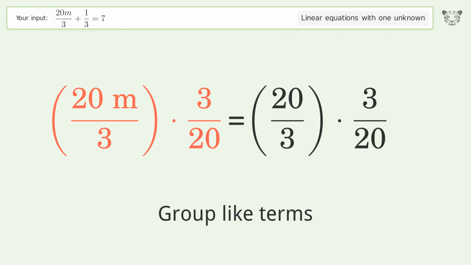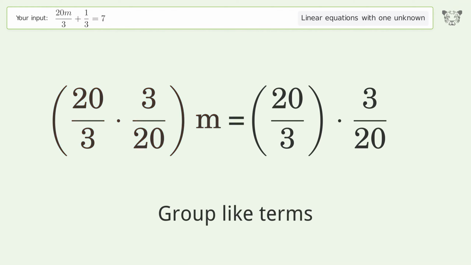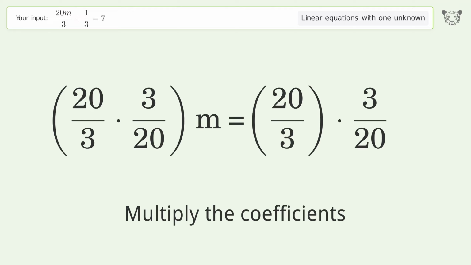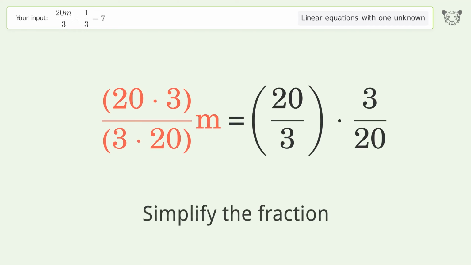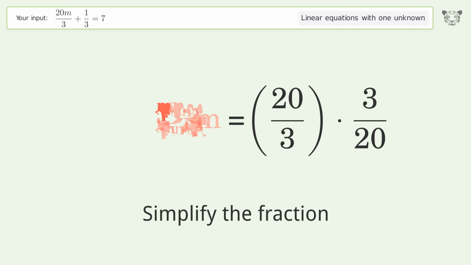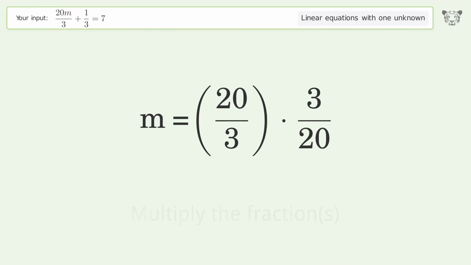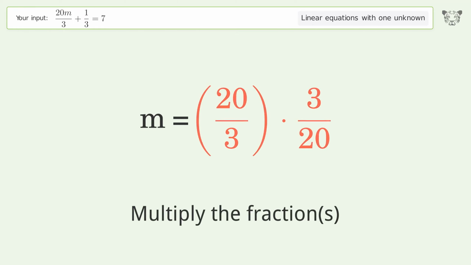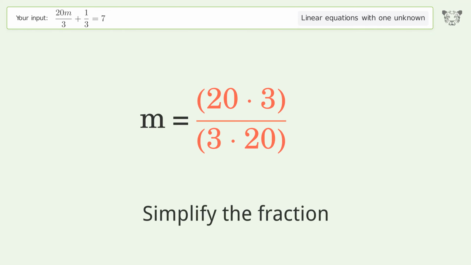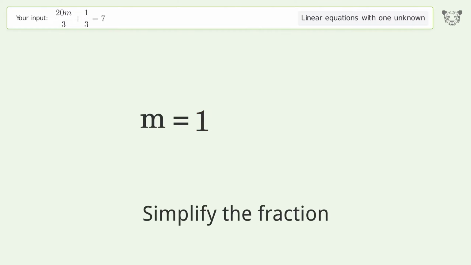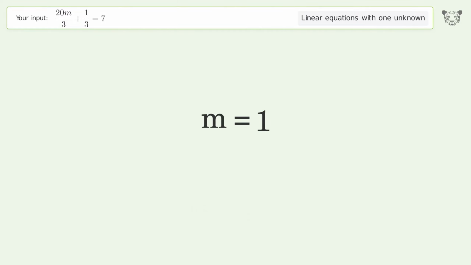Group like terms. Multiply the coefficients. Simplify the fraction. Multiply the fractions. Simplify the fraction. And so the final result is m equals 1.